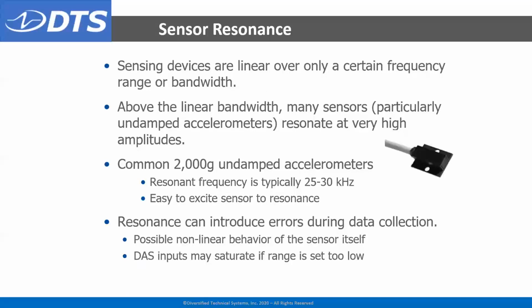Number one, sensing devices are linear over only a small range of frequencies or bandwidths. Sensors are designed for specific measurement environments. And above their linear bandwidth, many sensors, particularly undamped accelerometers that are common in automotive and aerospace work, can resonate at very high amplitudes. Common 1000 G accelerometers have resonant frequencies above 25 kilohertz, and these are often masked by the way we digitize and filter the data. Key point, though, is it's easy to excite sensors to resonance, and we need to think about it because resonance can introduce lots of errors, including possible nonlinear behavior of the sensor itself, and if you're not careful with setups, can actually saturate the data acquisition system, meaning clip the data if the range is set too low.